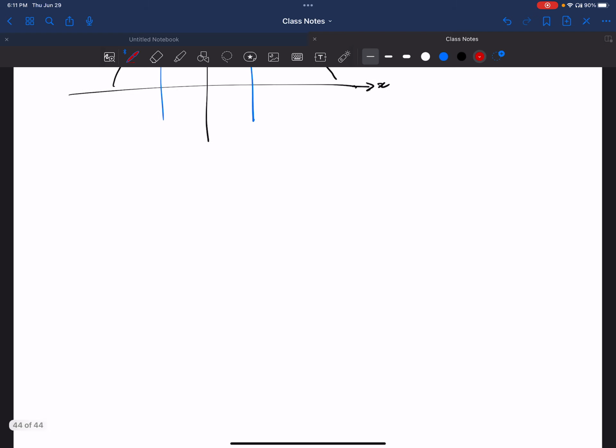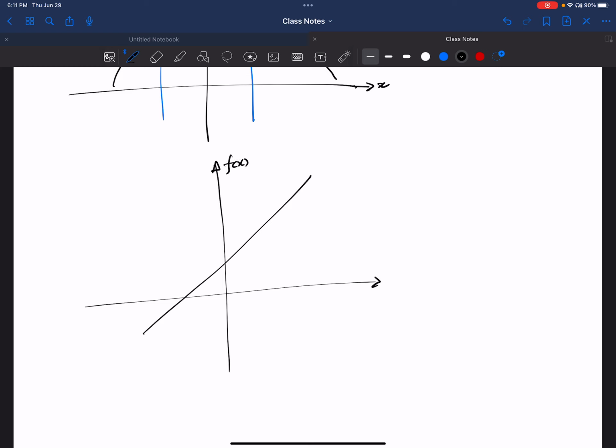Let's take another example. You have a monotonically increasing function, a linear function. Again, f of x against x. You try the vertical line test. It's a function. And you try the horizontal line test. None of the horizontal lines intersect the graph at two distinct locations. So this is a one-to-one function.